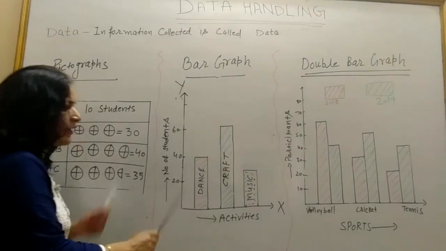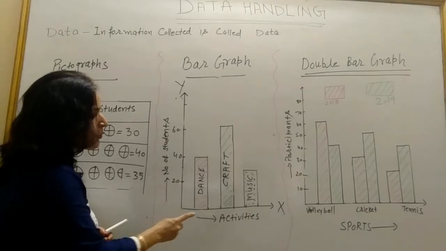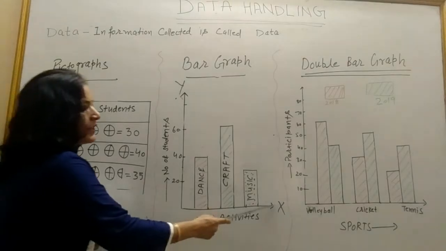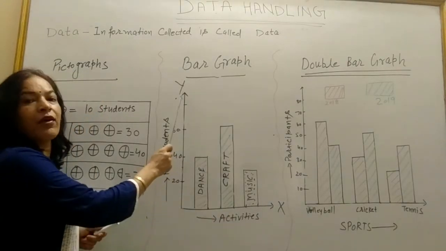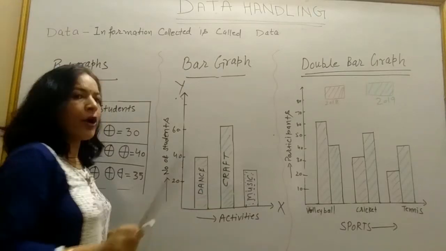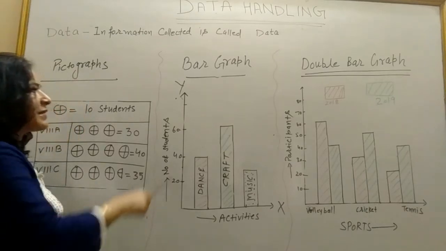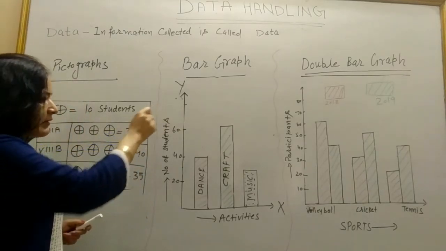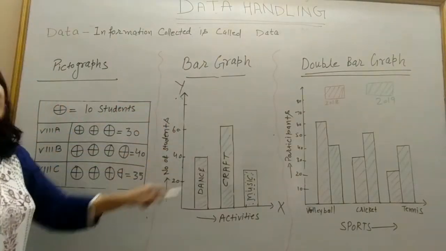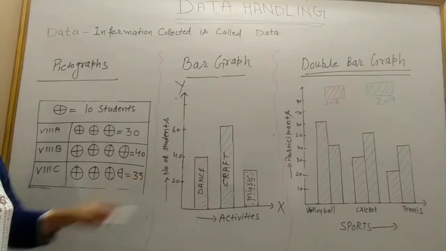Bar means this rectangle. It makes it clear that these bars should be of uniform width. Clear? Here, this is the x-axis and this is the y-axis. So activities, which are not in numbers, we represent along the x-axis, and numbers we represent along the y-axis. Suppose this bar graph is representing the activities joined in summer camp.